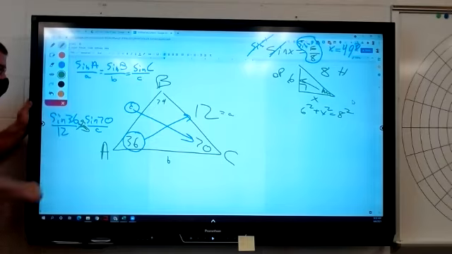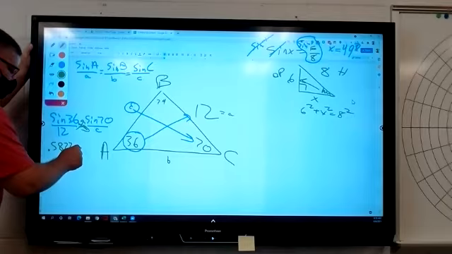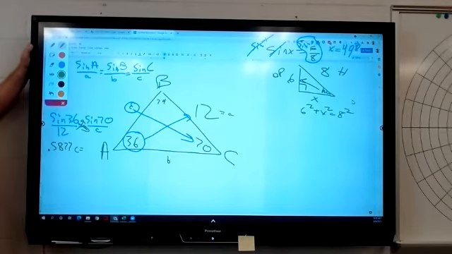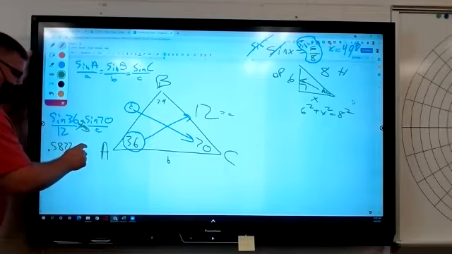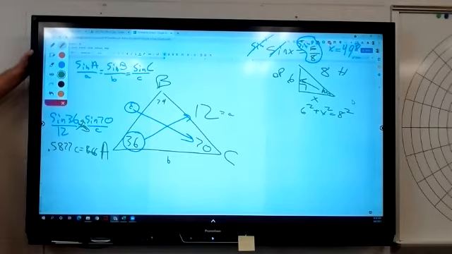Somebody find me sine 36. Somebody else find me sine 70. Sine 36, you get 0.587785. Okay, cool. That is times c, do we agree? Equals, now what is sine of 70? 0.93, and so on, times 12. So take it times 12. 8.660, do we agree with her? No, 0.8.